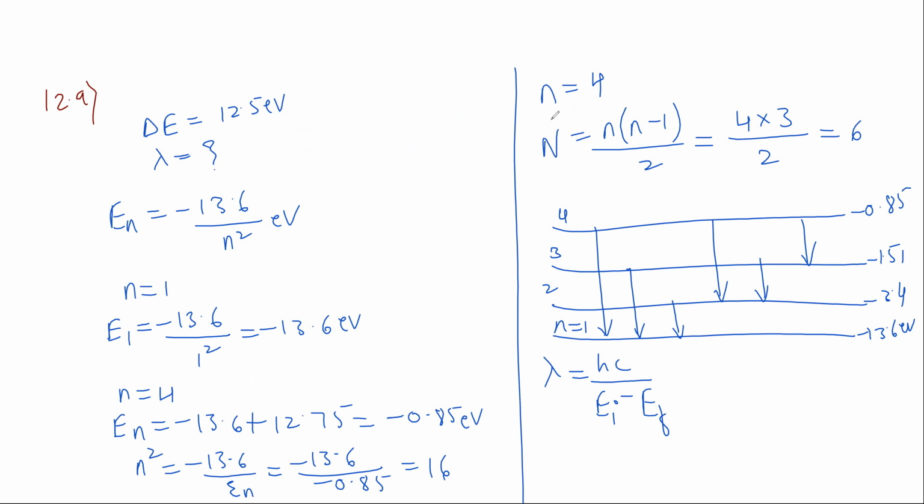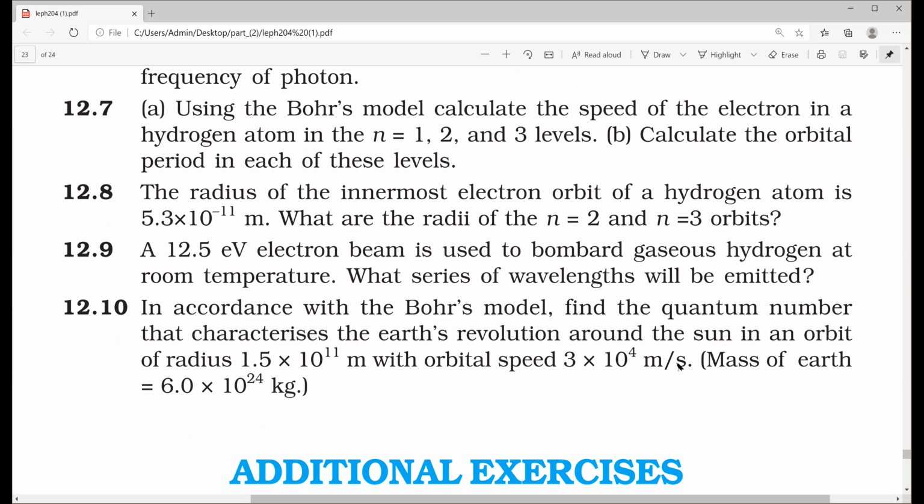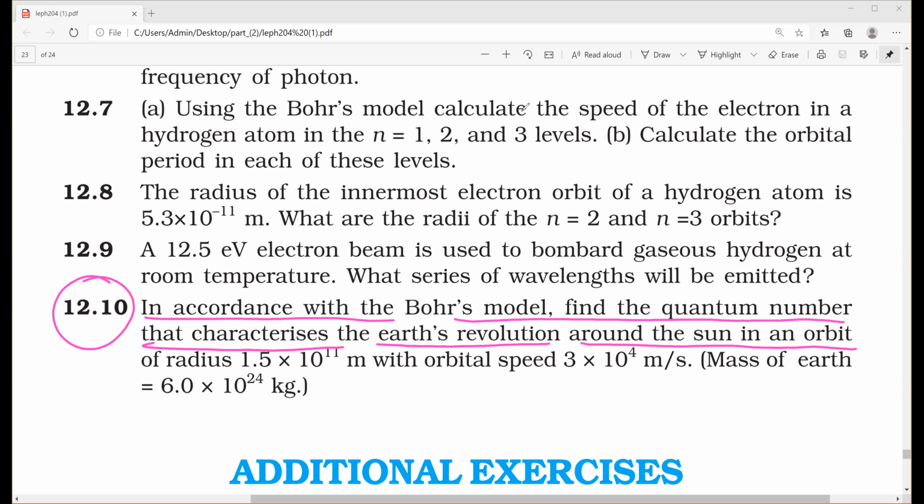Similarly, the last one we shall see, that is 12.10. Let's look at 12.10. In accordance with the Bohr's model, find the quantum number that characterizes the Earth's revolution around the Sun in an orbit of radius 1.5 into 10 to the power of 11 meter with orbital speed 3 into 10 to the power of 4 meter per second. Mass of Earth 6 into 10 to the power of 24 kg is given.